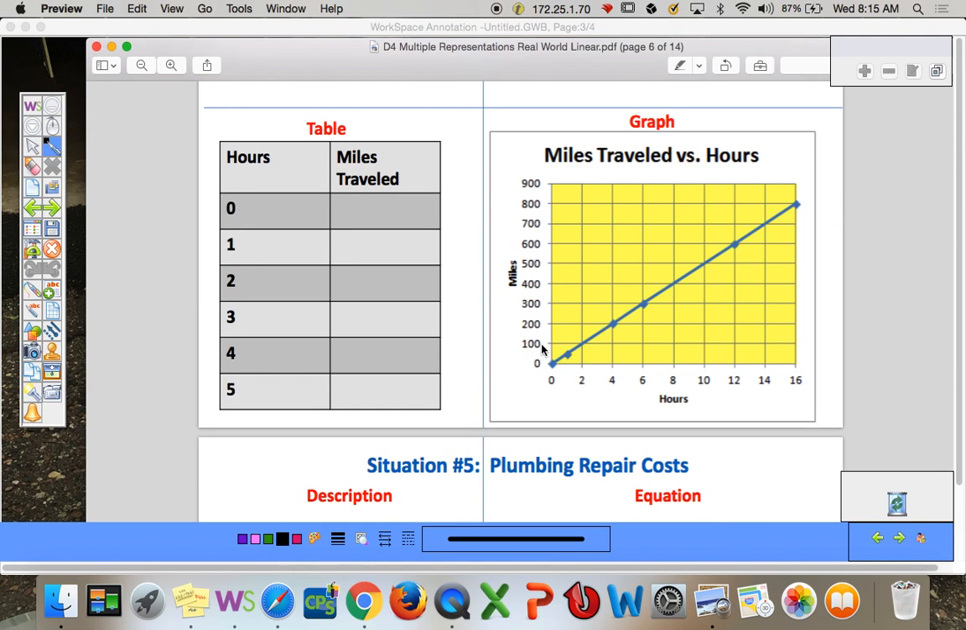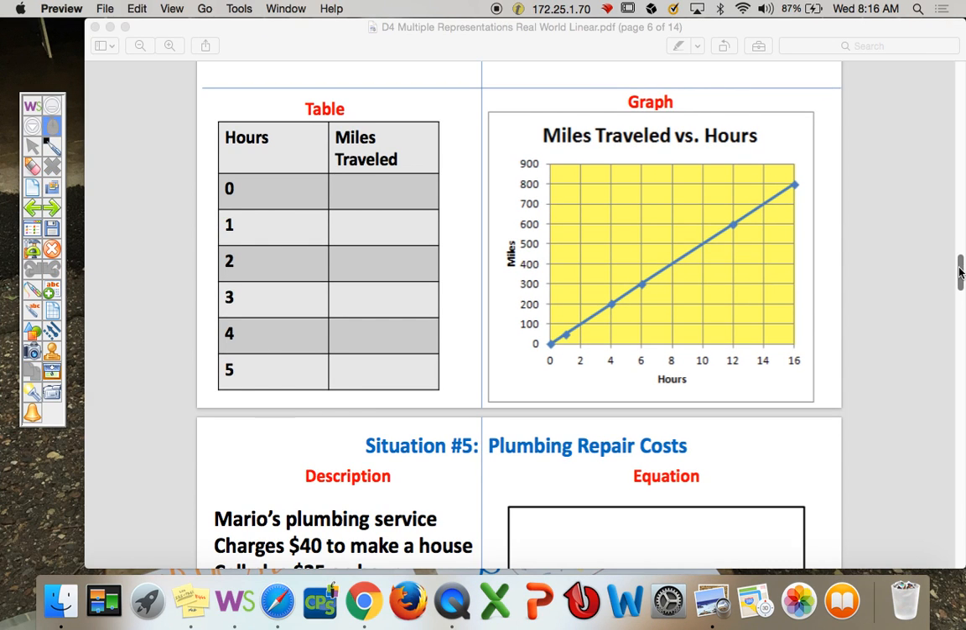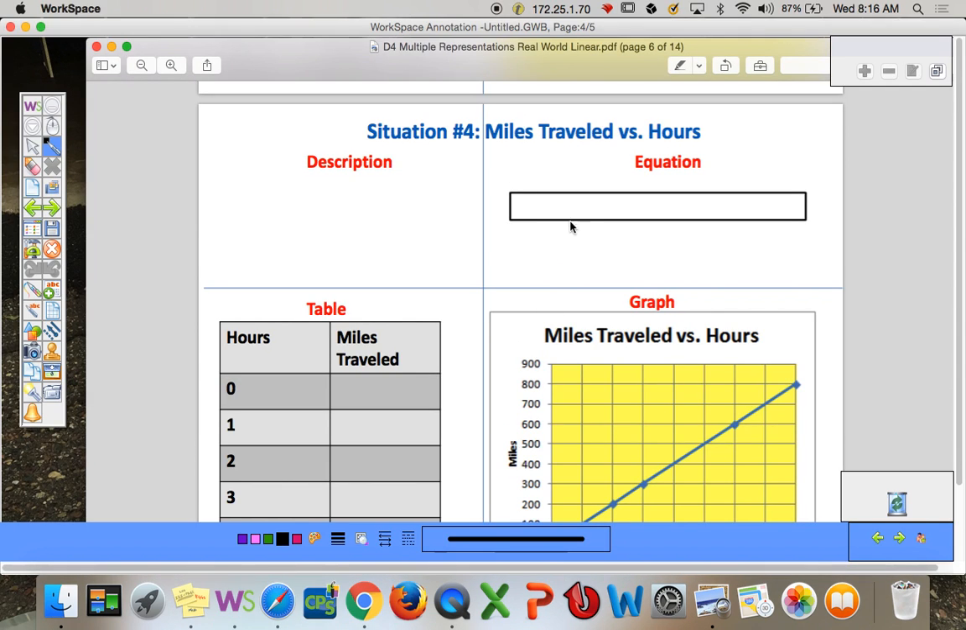So let's go graph at 0 hours, 0 miles traveled. At 1, it's 50. At 2, it's 100 miles traveled. At 3, it's 150. And at 4, it's 200. And at 5, it's 250. So if we do the equation, we can say it starts at 0 and it's going up by 1s and it's going up by 50s here. So our slope is 50. Every one that it goes over, it's going up 50. So let's make our equation. It would be y equals 0, so I'm not going to write that, plus 50x. And we can say you're traveling at 50 miles per hour.